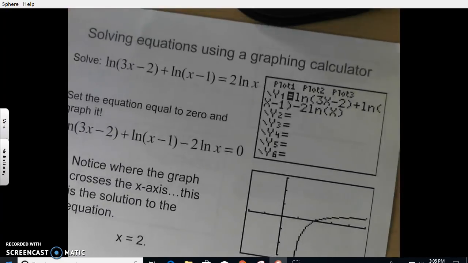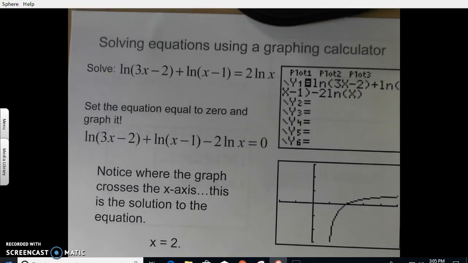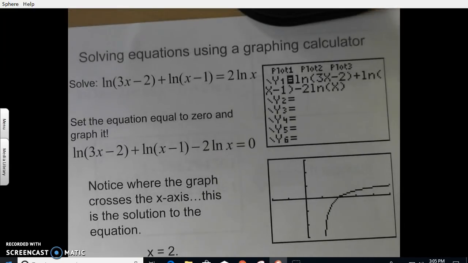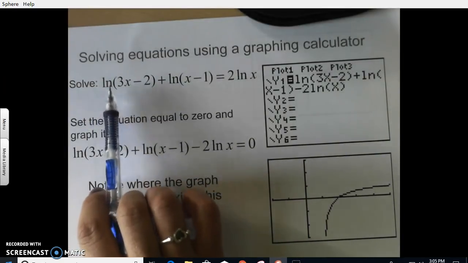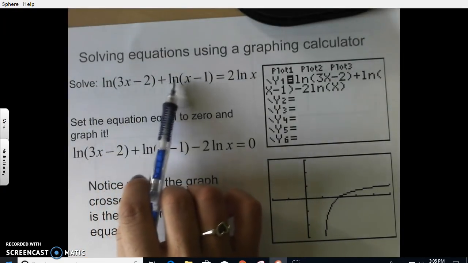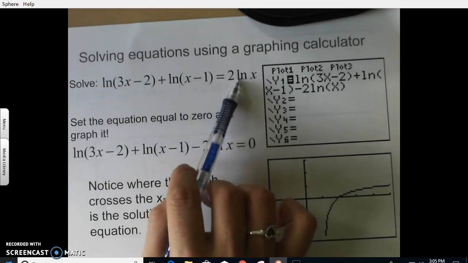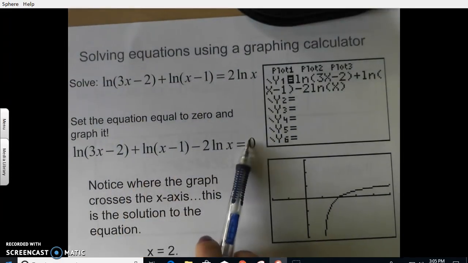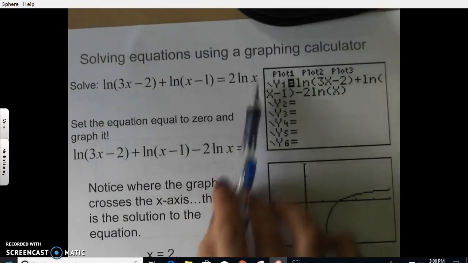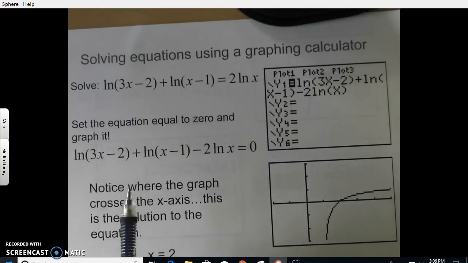We could also solve equations using a graphing calculator. So if we have this equation, ln of 3x minus 2 plus ln of x minus 1 equals 2 ln of x. In order to solve this, we need it to be equal to 0. So we make it equal to 0 by subtracting 2 ln of x.